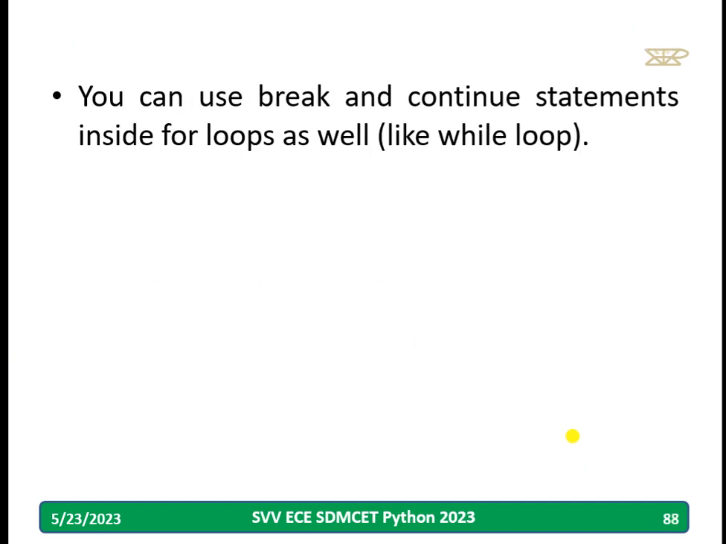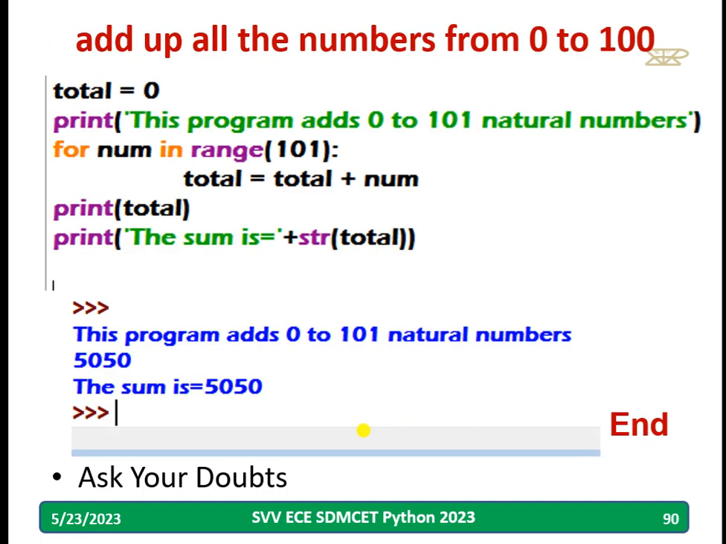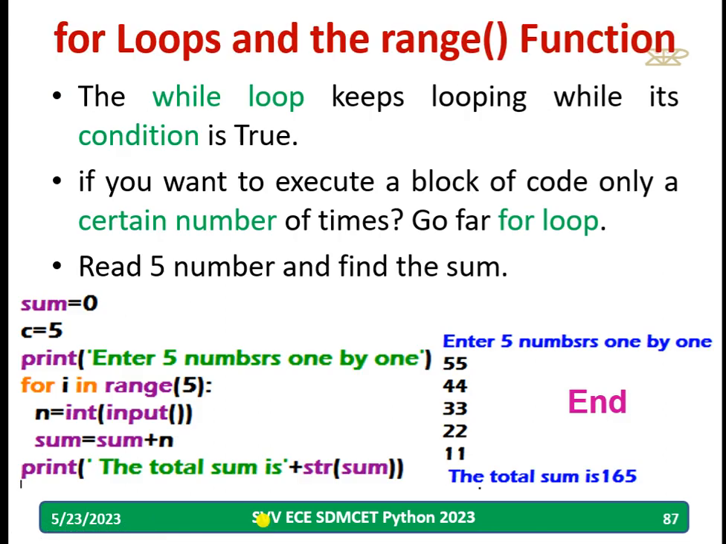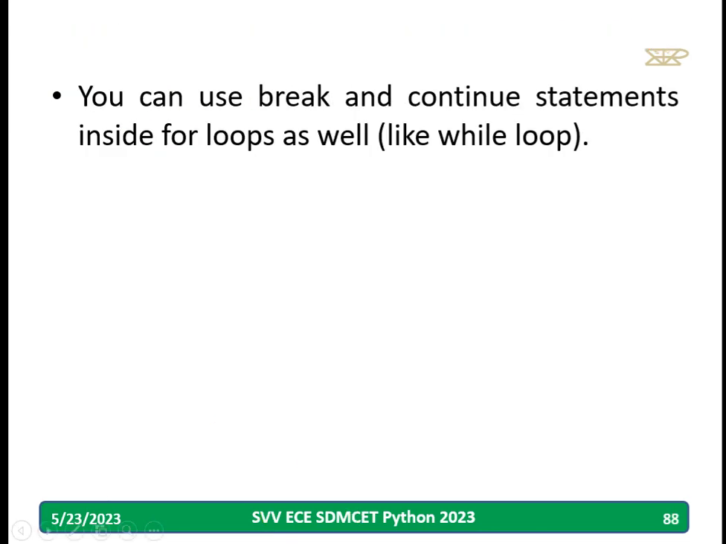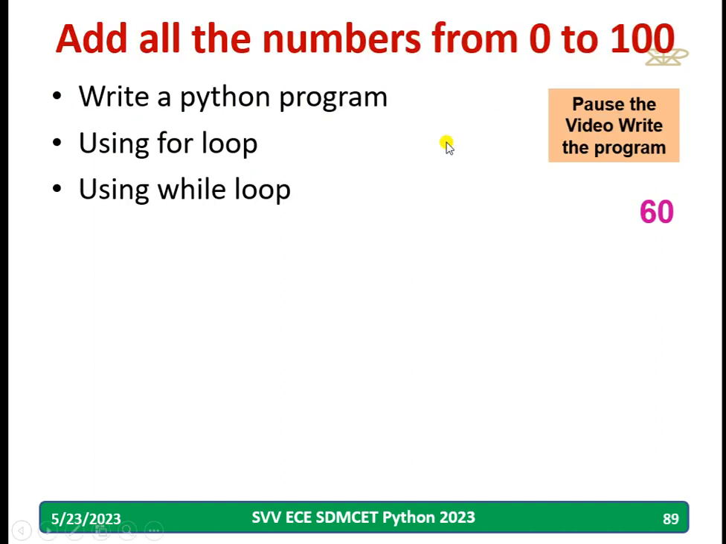You can use a break statement, or you can use a continue statement. The way we used it in the while loop, you can use it in the for loop also. Write a program to add all the numbers from 0 to 100. You can use a for loop, you can use a while loop. Pause the video, try to write the programs, and after a few seconds you can check your program with the program I am going to show you.